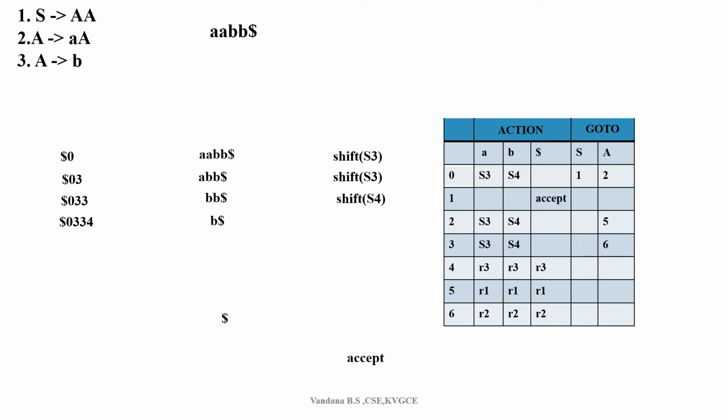Now what is the remaining input? B dollar. Now what do we have to do? Just look at 4 on B. What is 4 on B? It is a reduce move, right? 4 on B is reduce by production number 3. So what is production number 3 here? A derives B. So this is the reduce move. Now listen carefully: A derives B. This is production number 3.